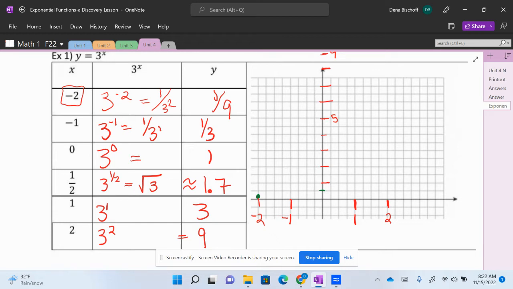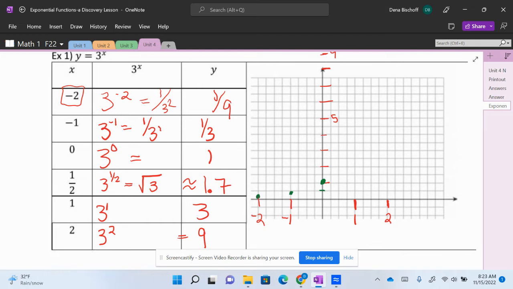When x is -1, y is 1/3. So 1/3 is almost a half. So I'm going to take that and put it almost to the 1/2 mark. It's almost a half, not quite. Again, this is a general estimation. When x is 0, y is 1. So that's this point right here.